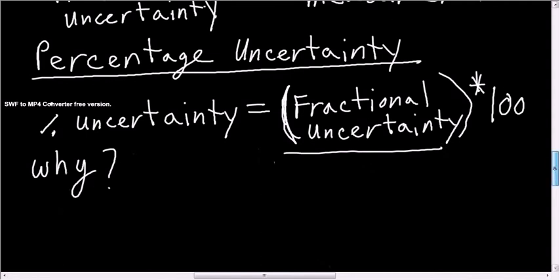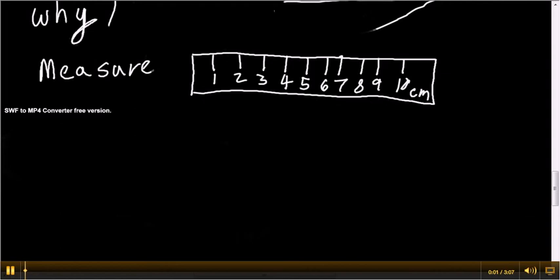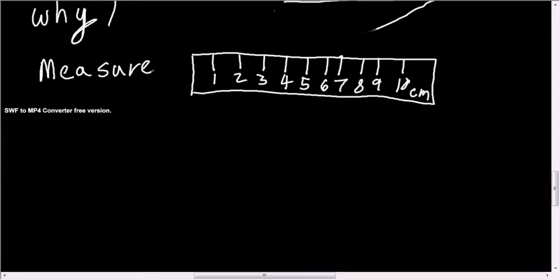So why do I need two types of uncertainty? Well, for example, let's do two different measurements with the same ruler we had before. Let's measure 1 centimeter. So I'll measure 1 centimeter. And I'll measure 10 centimeters.